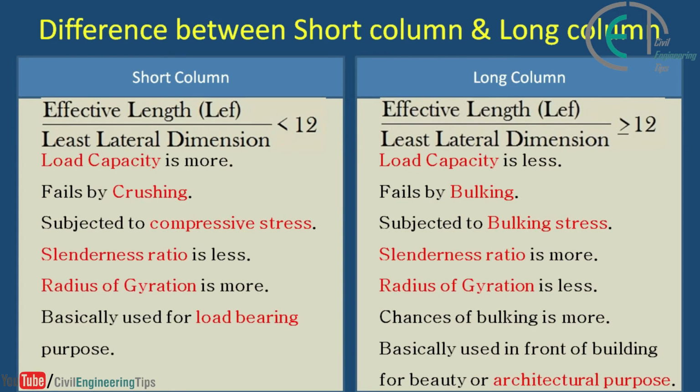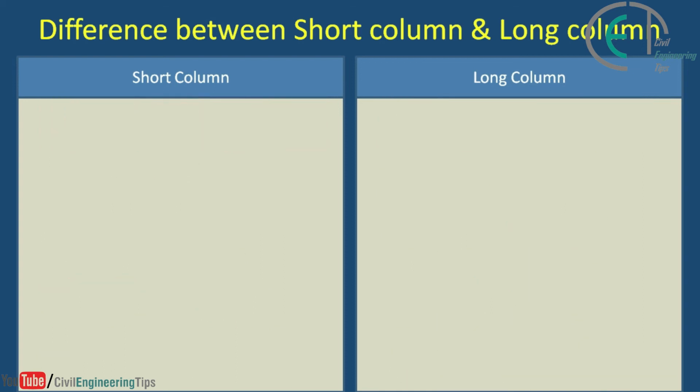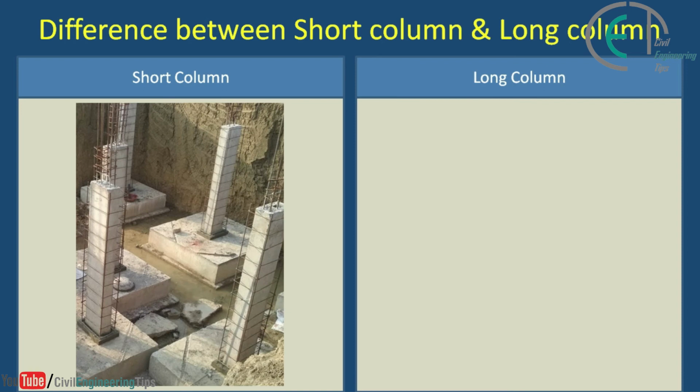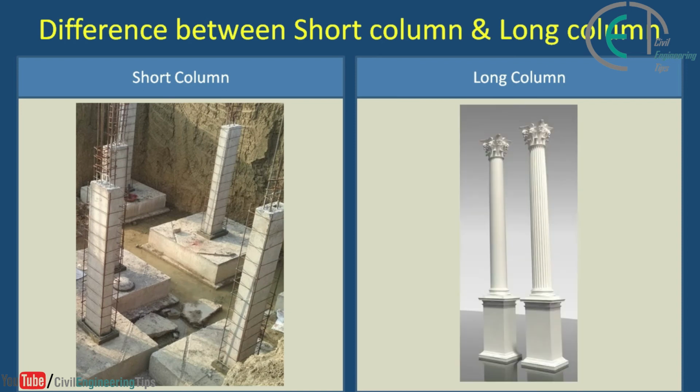For short column, slenderness ratio is less. For long column, slenderness ratio is more. Radius of gyration is more for short column and radius of gyration is less for long column. Short columns are basically used for load bearing purpose. For long column, chances of buckling is more. That's why basically used in front of building for beauty and architectural purpose only. Here you can see the sample of short column and long column.